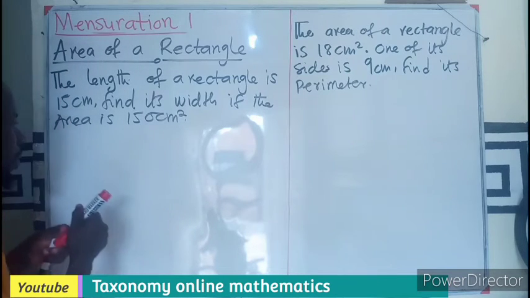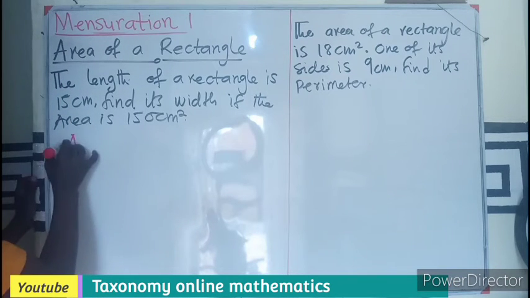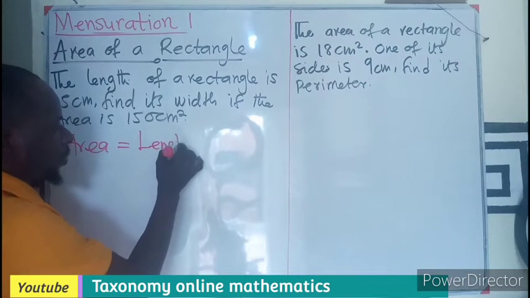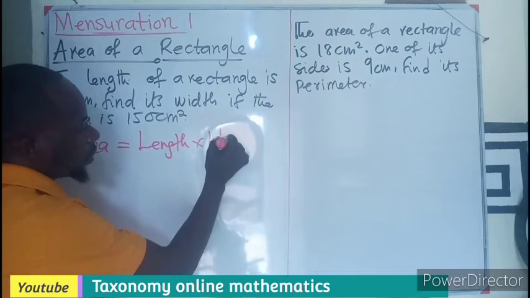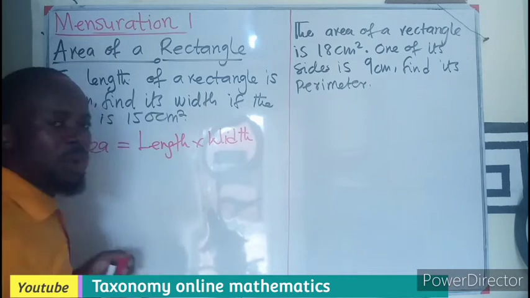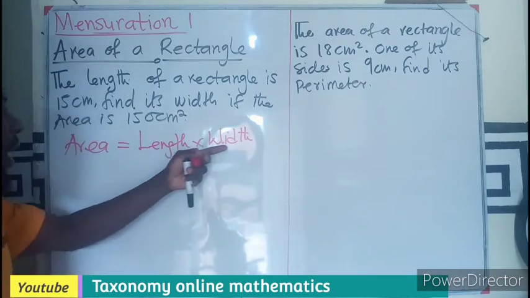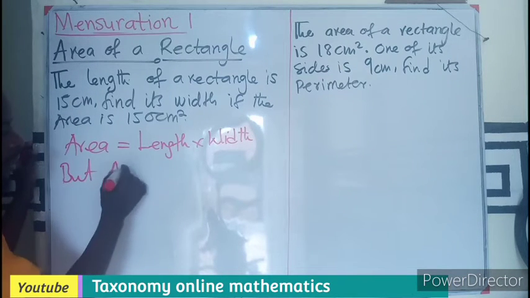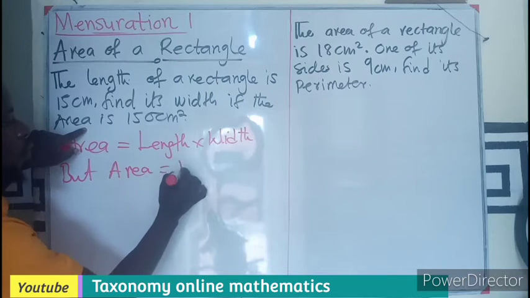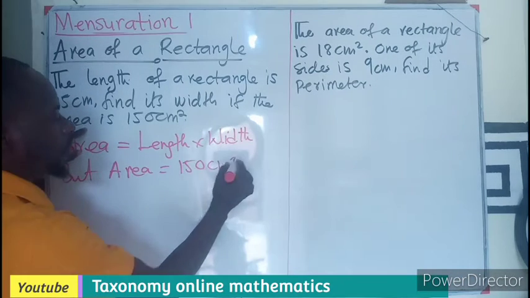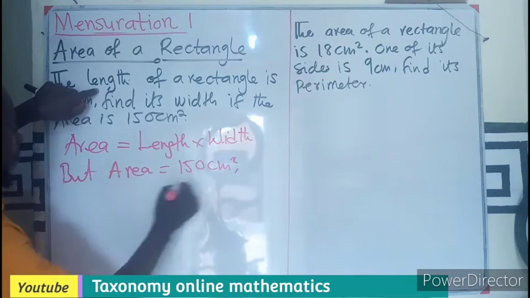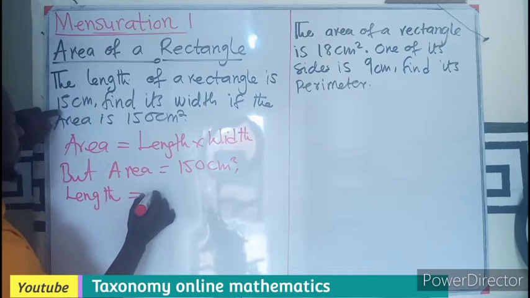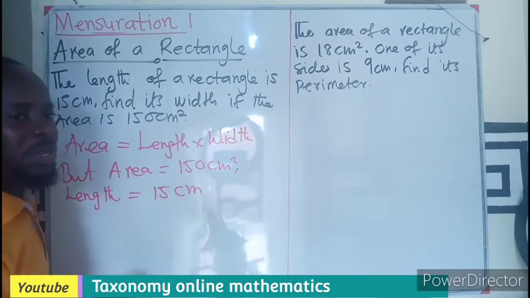So in this case, we know that the area of a rectangle is equal to length times what? The width. So we are just going to do substitution. The area is given as 150 centimeters squared. The length is given as what? 15 centimeter.